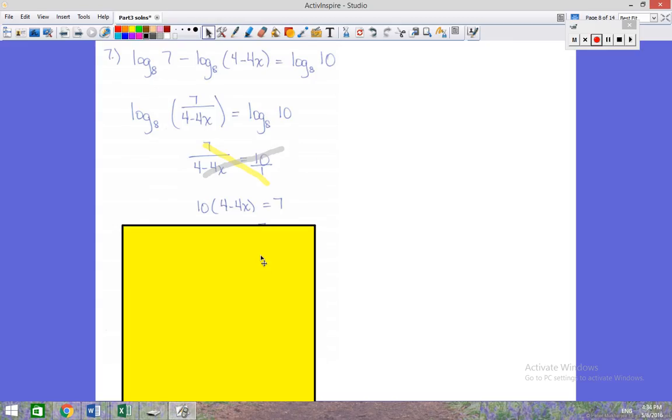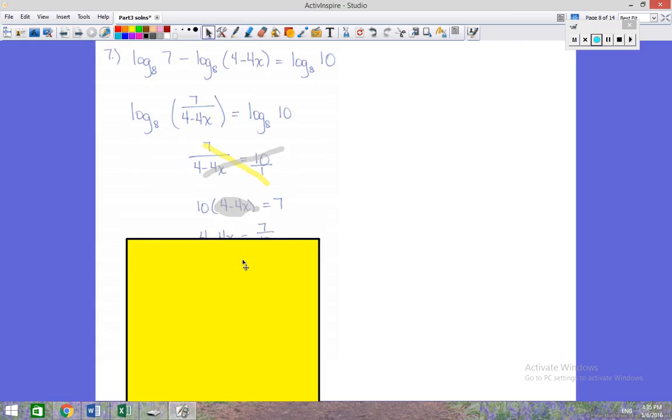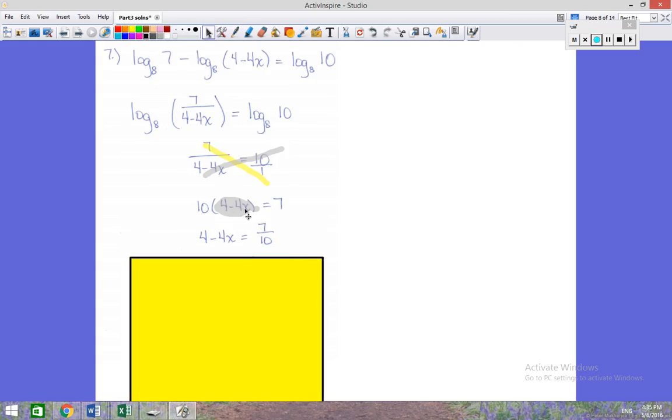When I multiply along the gray diagonal, I get 10 times this 4 minus 4x, and 7 times 1, well, that's 7. Now some people may distribute to get the x by itself, but since I have two factors here, and this is the factor that I'm interested in, I actually chose to divide both sides by 10, and when I did that, I now have that factor by itself, and that factor has two terms.